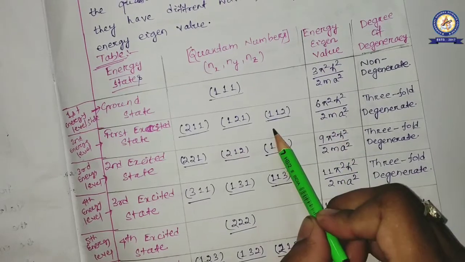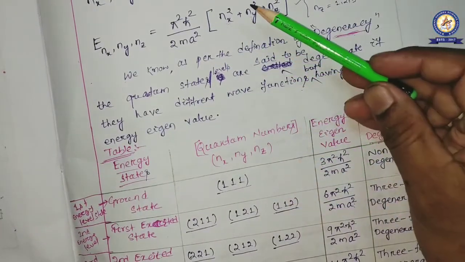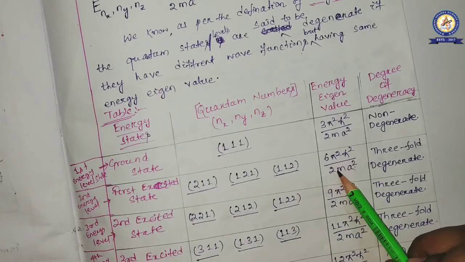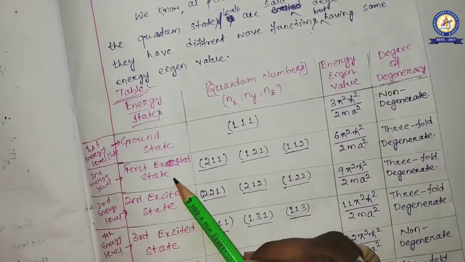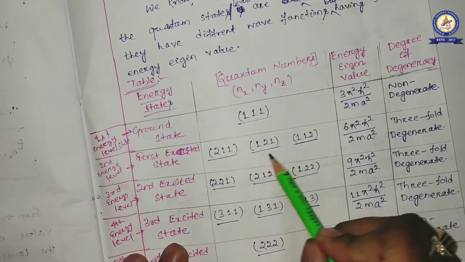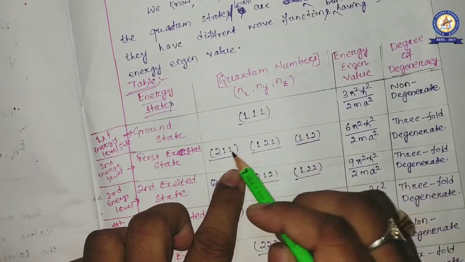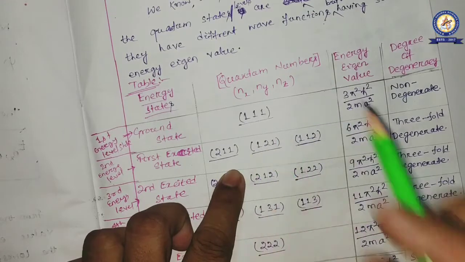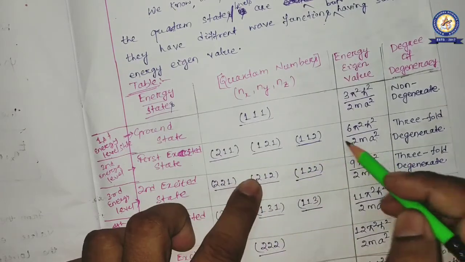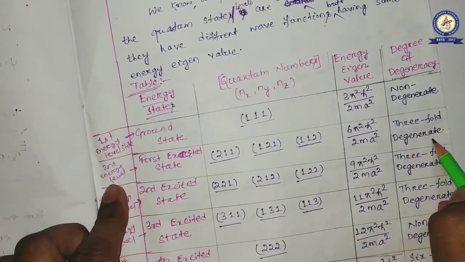Similarly, if we consider nx 1, ny 1, nz 2, we also get 6 pi square h cross square by 2 m a square. So here the first excited state, or second energy level, is called threefold degenerate. That means three quantum states are observed having different eigenfunctions. How they will be different eigenfunctions, I am going to discuss. Just wait. Three energy states having the same energy eigenvalue. Hence this second energy level is called threefold degenerate, or degeneracy, you can say.